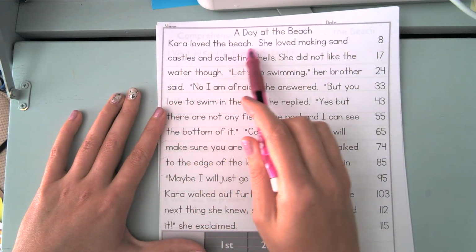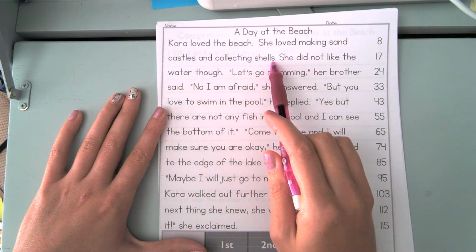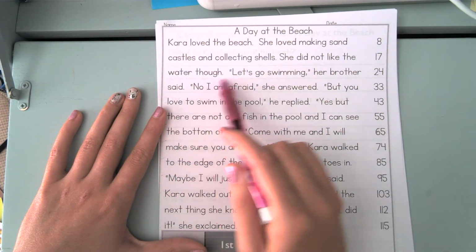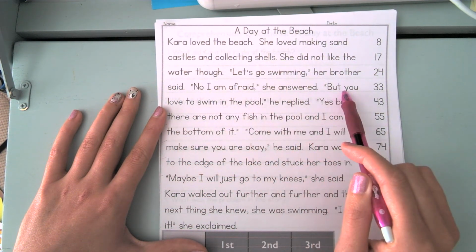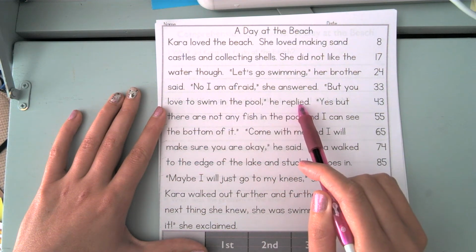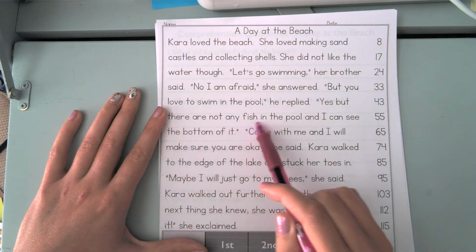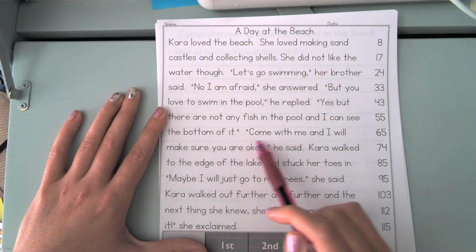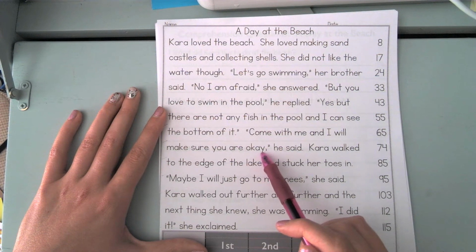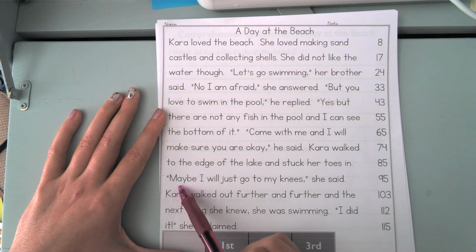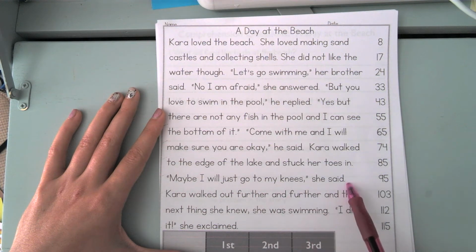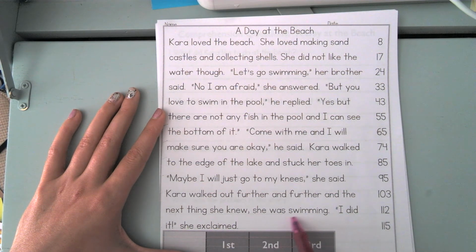Kara loved the beach. She loved making sandcastles and collecting shells. She did not like the water, though. "Let's go swimming," her brother said. "No, I am afraid," she answered. "But you love to swim in the pool," he replied. "Yes, but there are not any fish in the pool, and I can see the bottom of it." "Come with me, and I will make sure that you are okay," he said. Kara walked to the edges of the lake and stuck her toes in. "Maybe I will just go to my knees," she said. Kara walked out further and further, and the next thing she knew, she was swimming. "I did it!" she exclaimed.